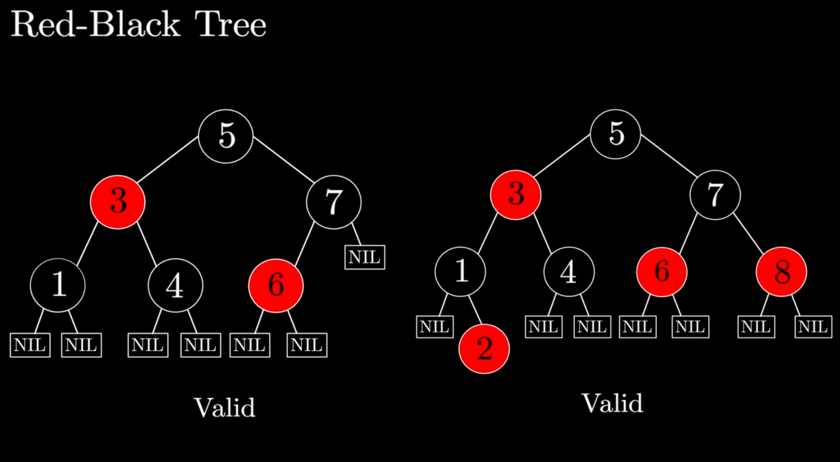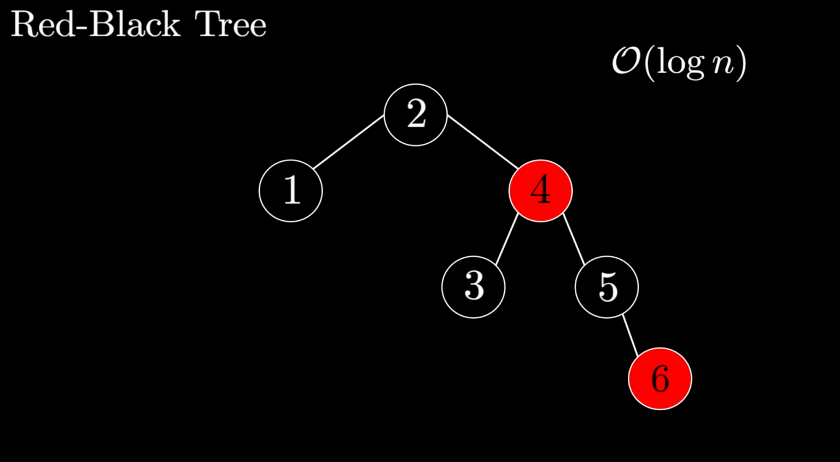While red-black trees maintain a time complexity on the order of log n, they are not always perfectly balanced. For example, this is a valid red-black tree, even though the root node has a balance factor of 2.